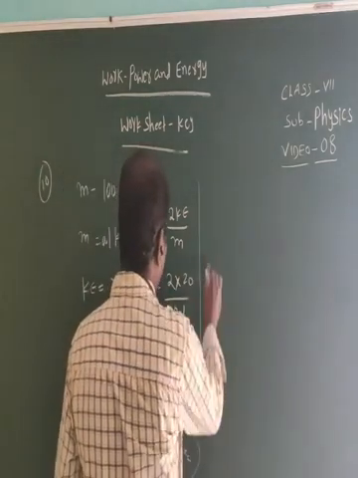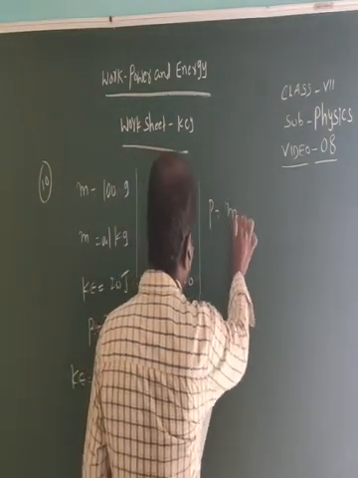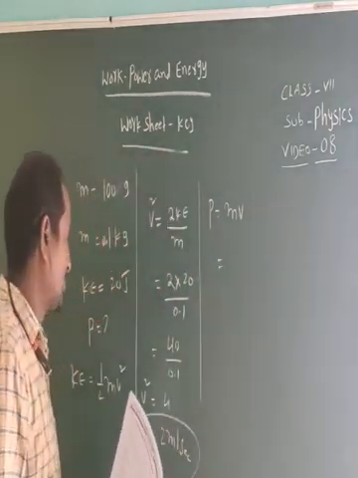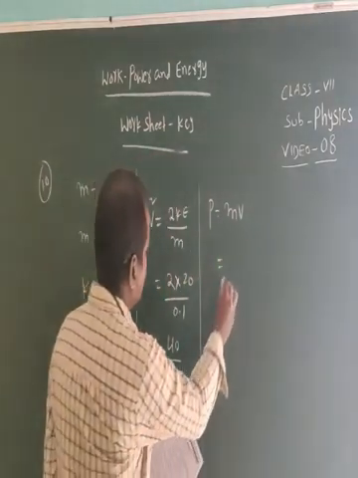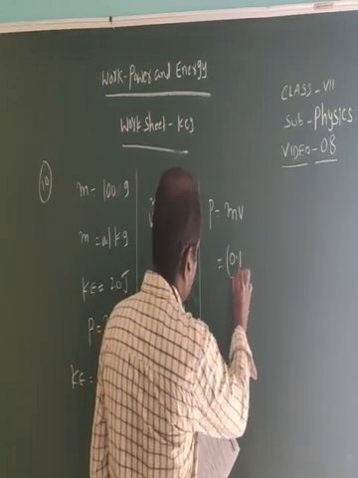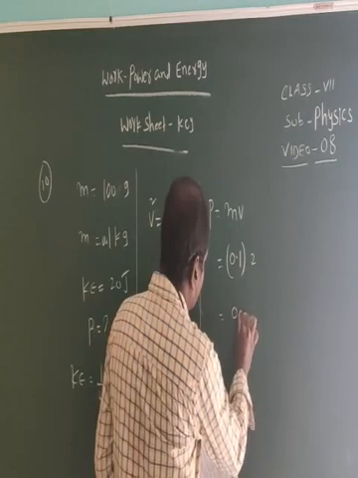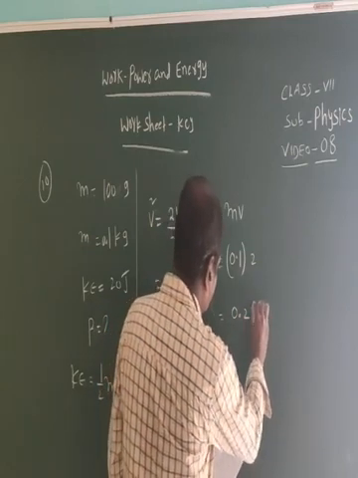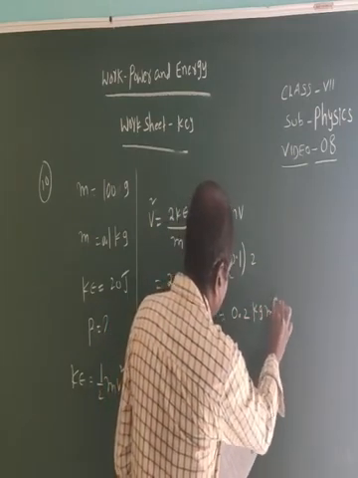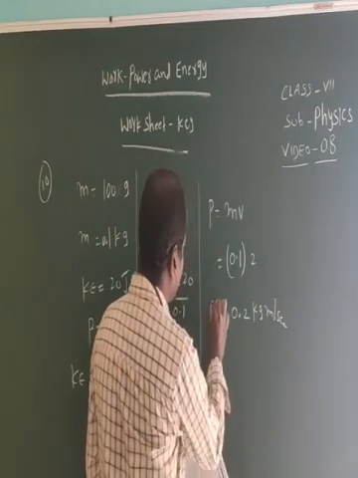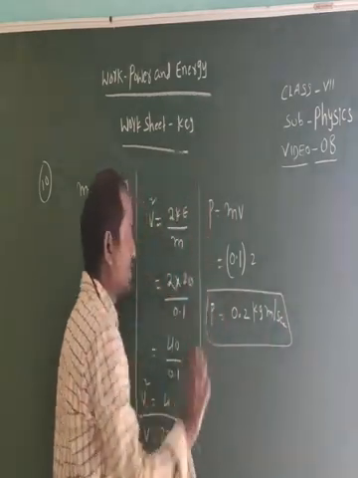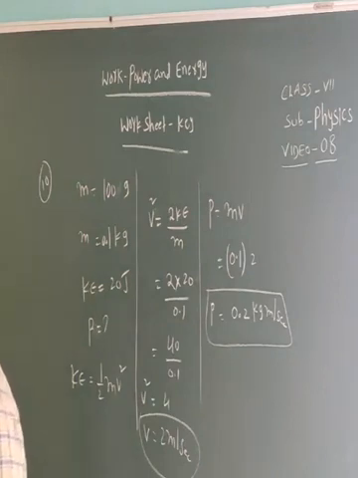Then momentum P equals m into v, the product of mass and velocity. So mass 0.1 into velocity, that equals the momentum in kg meter per second.